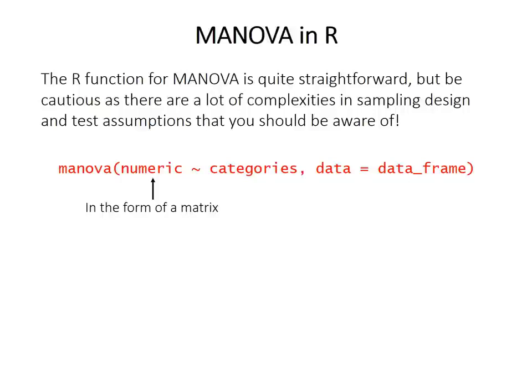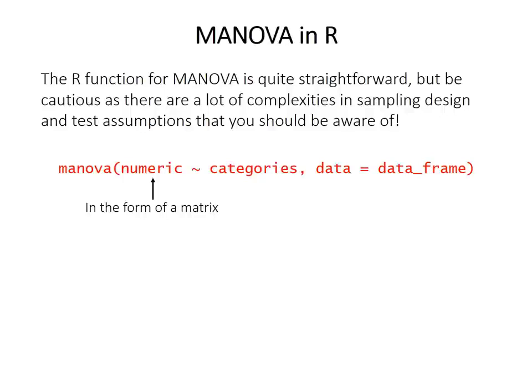So the MANOVA function in R is deceptively simple. But remember, there's a lot of assumptions and a lot of complexities with sample design. Things like unequal sample sizes and covariances between the variables can both be issues. We're just going to gloss over all of that because I'm not focusing specifically on the data that you might have. But if you're using this for real work, you probably want to be careful and really assess whether what you have set up in terms of your sampling is good for MANOVA.